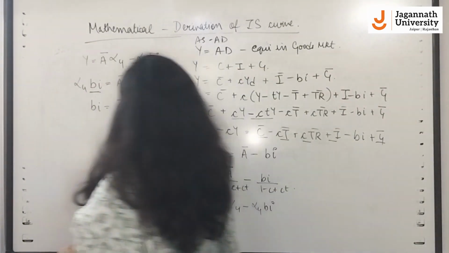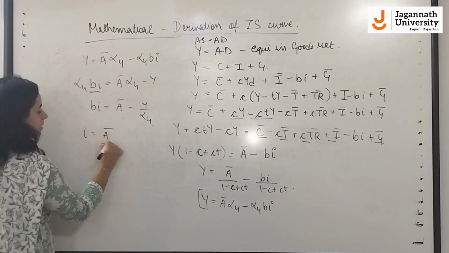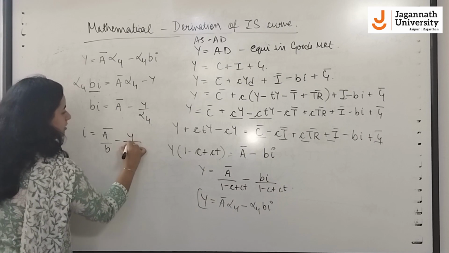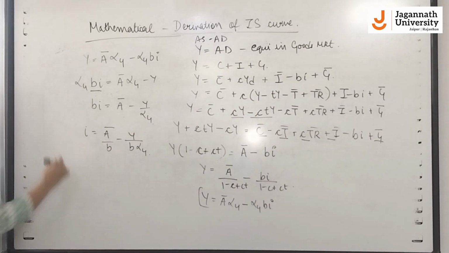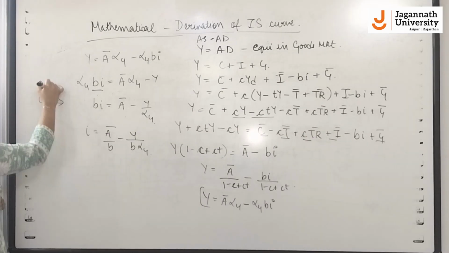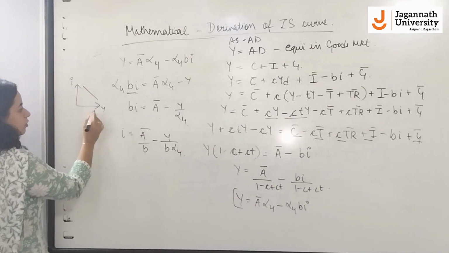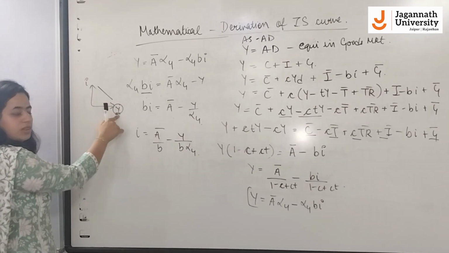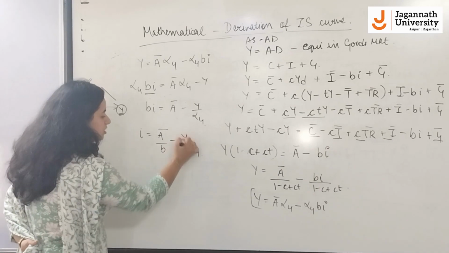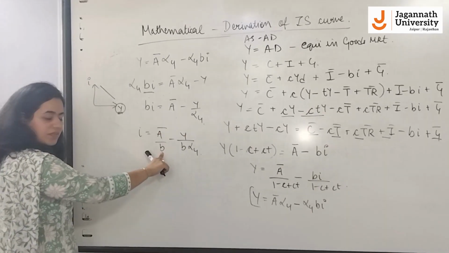Now I need to single out the interest rate from this I. It becomes a bar by b minus y by b into alpha g. Now if you remember, the IS curve was a downward sloping curve between y and I. So you know that this would become the slope. So what is the slope according to this? This a bar by b is my constant.